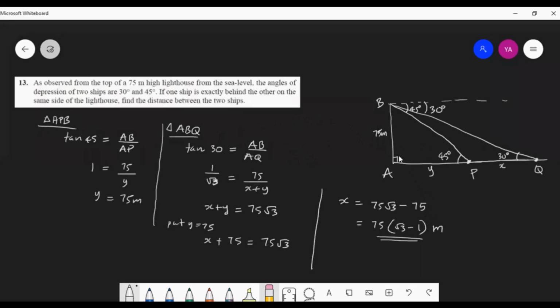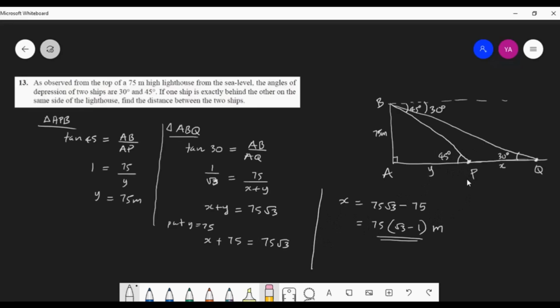The question is like this: from the top of a lighthouse, we see two ships on the sea at angles of depression 45 degree and 30 degree. So we can draw the picture like this. It is said that one ship is exactly behind the other, so the lighthouse and the ships will form a line. Then we drew the picture, gave some names, and from these two right triangles we solved for x and y.